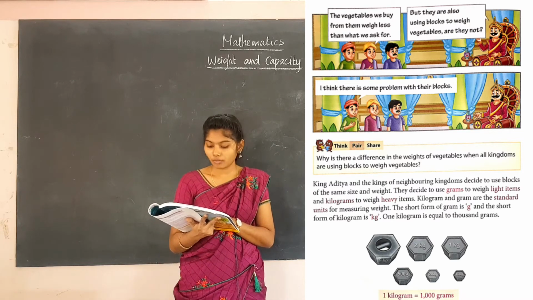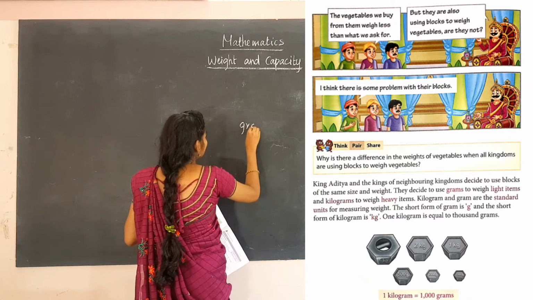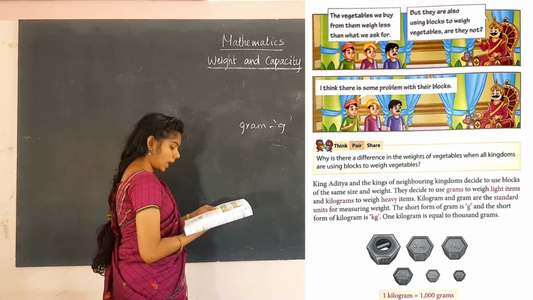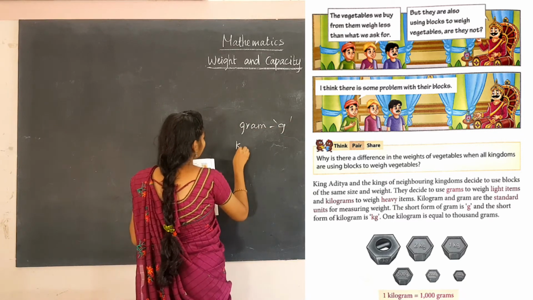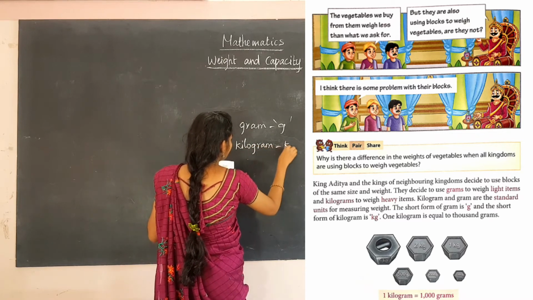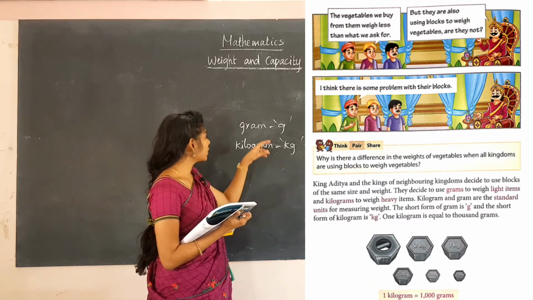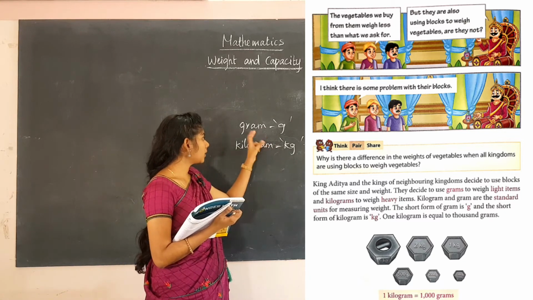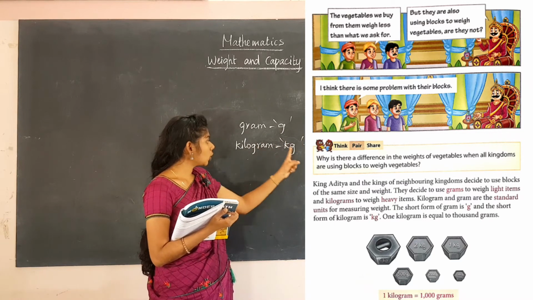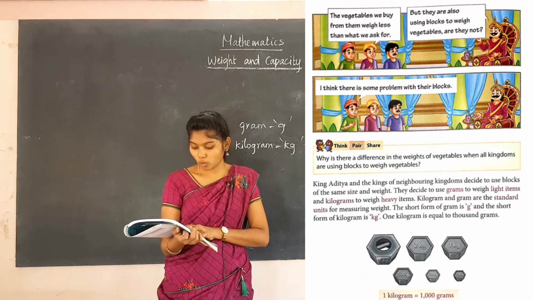The short form of gram is g. It is the shortest form. And for kilogram it is kg. So these are the short forms for these two standard units. Gram is a standard unit, kilogram is a standard unit. The short form is g for gram and kg for kilogram. 1 kilogram is equal to 1000 grams.